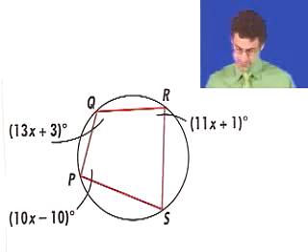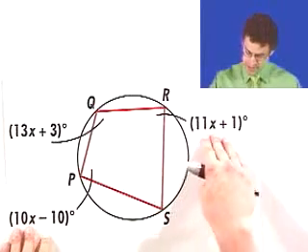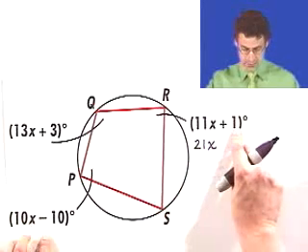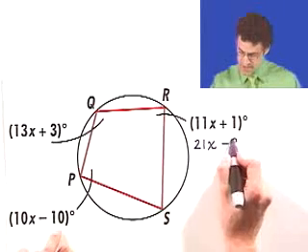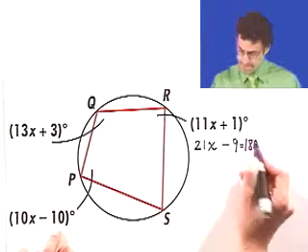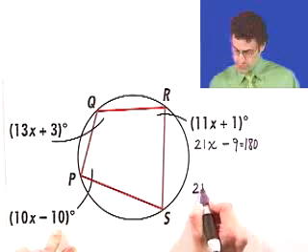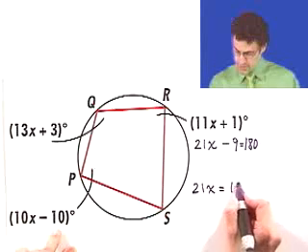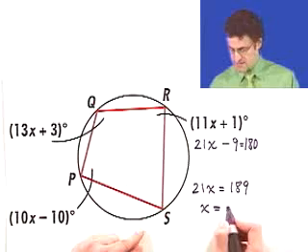So, what do we do? Well, if we add these two angles up, here I see 10x plus 11x, and so I see 21x. And if I add the 1 and the negative 10, I see minus 9. And that has to equal 180 degrees. And now I can solve this. If I add 9 to both sides, I see that 21x equals 189 degrees. And if I divide both sides by 21, I see that x equals 9.